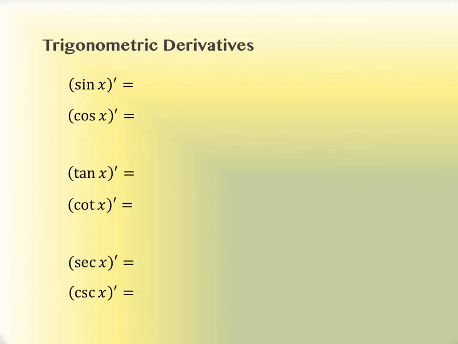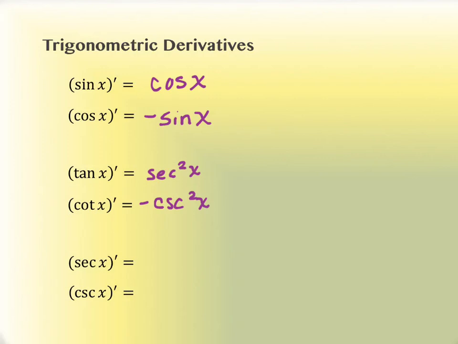All right? So first one, sine of x prime. The derivative of sine is cosine. The derivative of cosine is negative sine of x. Let me be real clear. The x's have to be there, of course, otherwise it doesn't have any meaning. The derivative of tangent is secant squared of x. The derivative of cotangent is negative cosecant squared of x.